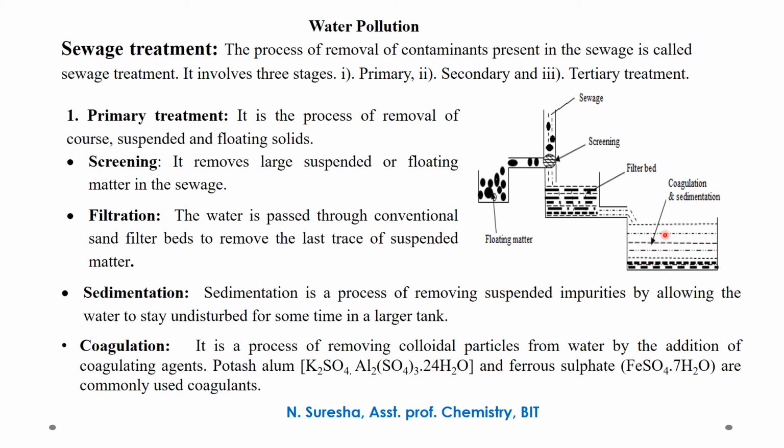Then if the water sample still contains colloidal impurities, colloidal particles, they can be removed by the addition of coagulating agents or precipitating agents like potash alum. When we add this coagulating agent to the water containing colloidal impurities, whose size is very small, the colloidal particles grow bigger and the impurities collect at the bottom. It will be free from the suspended impurities and colloidal impurities. Like this, in the primary treatment, we can remove the floating, coarse, suspended and colloidal impurities in the water sample. This is called primary treatment.